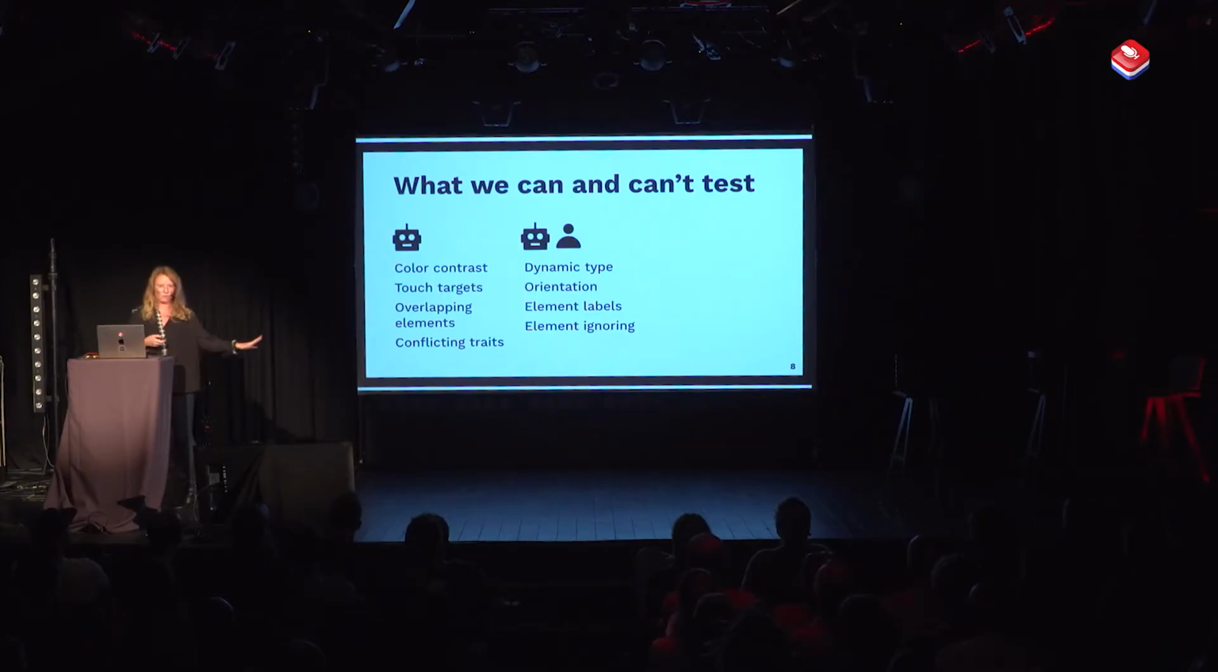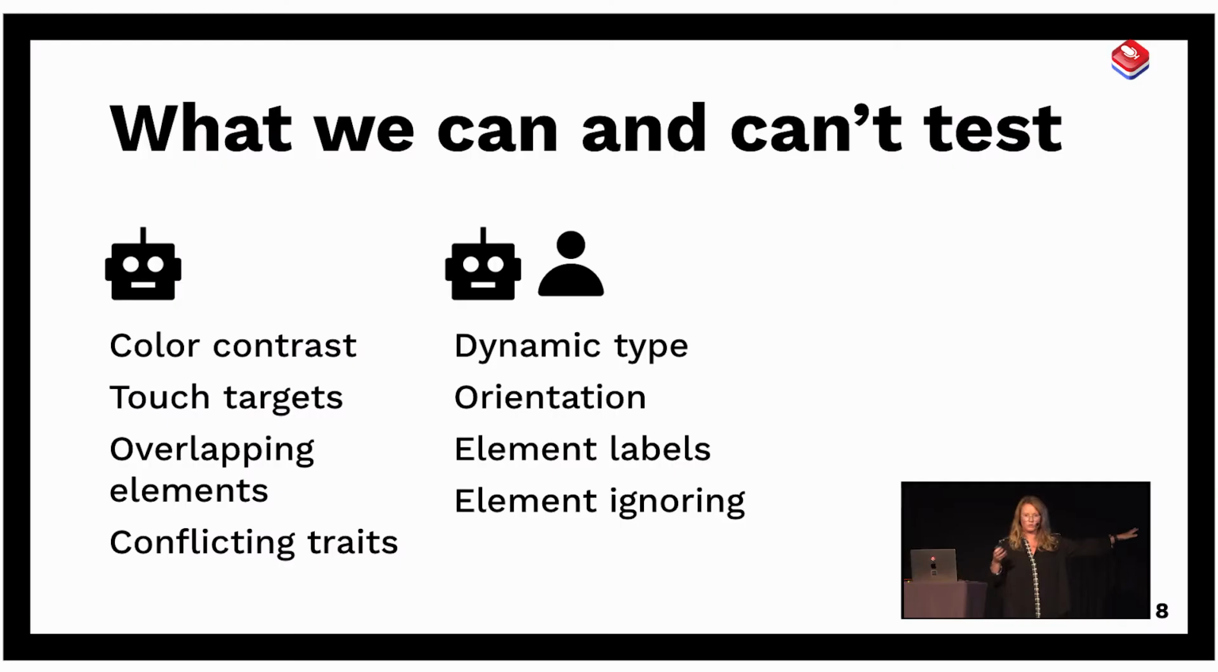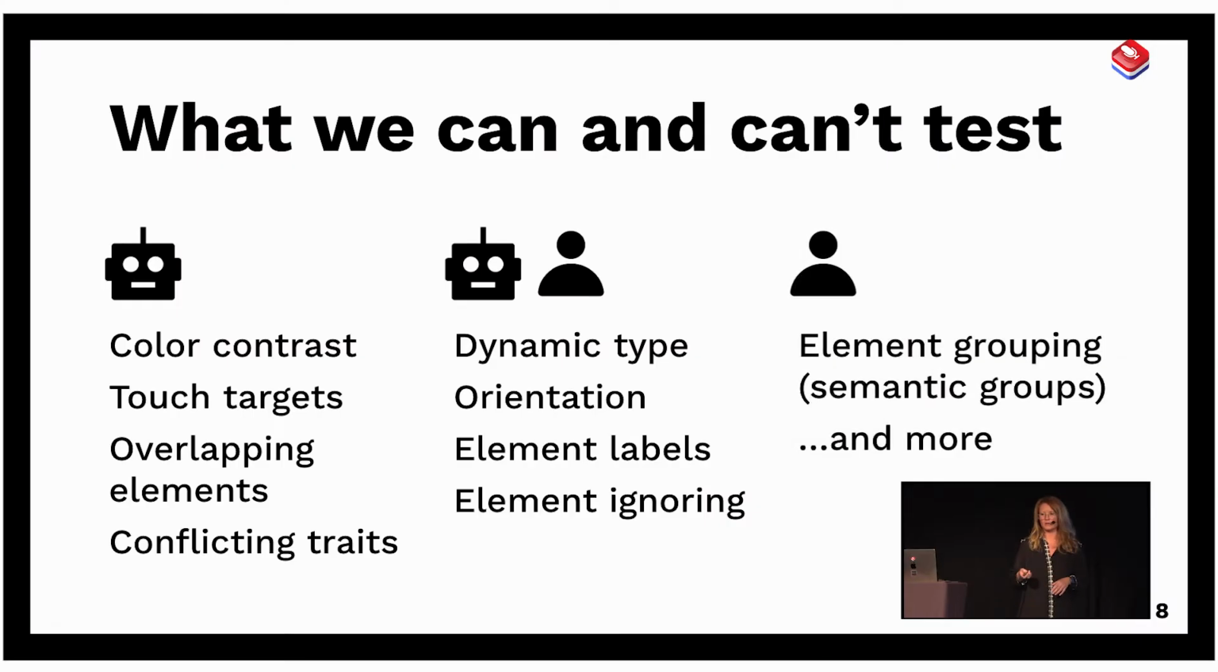To see it all grouped on one slide, we have the things that a machine can do for us with no human help, and then the ones that we have to do human and machine together to test. But this is only a small fraction of what would make our app accessible. There's a whole other category of things that we can't test with a machine right now. We have to rely on the real people who use assistive tech.